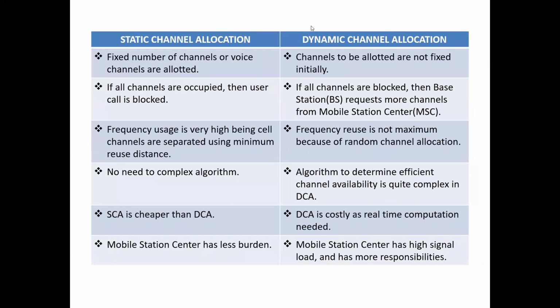Why? Because here, see the second difference. If all channels are occupied, then the user call is blocked. That means there is less need of the mobile station center. And in dynamic channel allocation, if all channels are blocked, then the base station requires more channels from the mobile station center. So that's why the mobile station center has more responsibility in dynamic channel allocation when compared to static channel allocation.